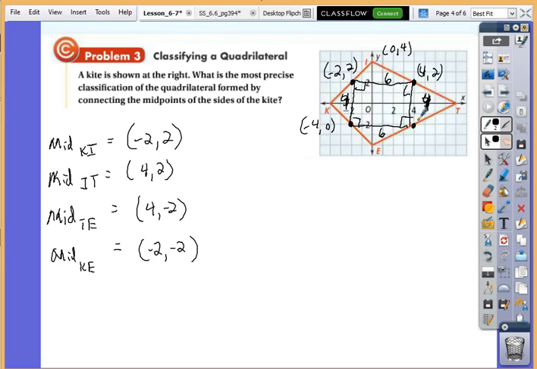So opposite sides have the same slope and are congruent. That's a parallelogram. All the angles are 90. What kind of figure is that? Rectangle.